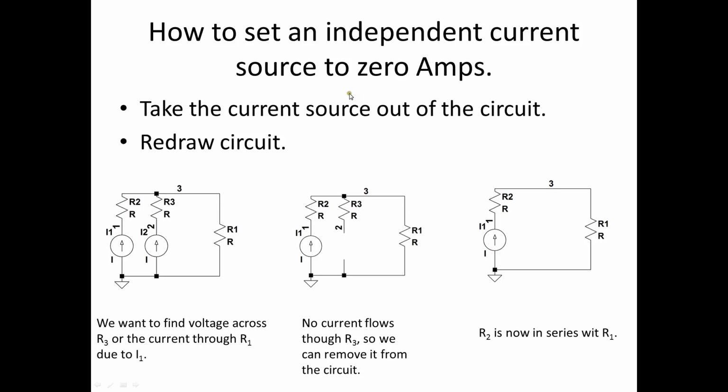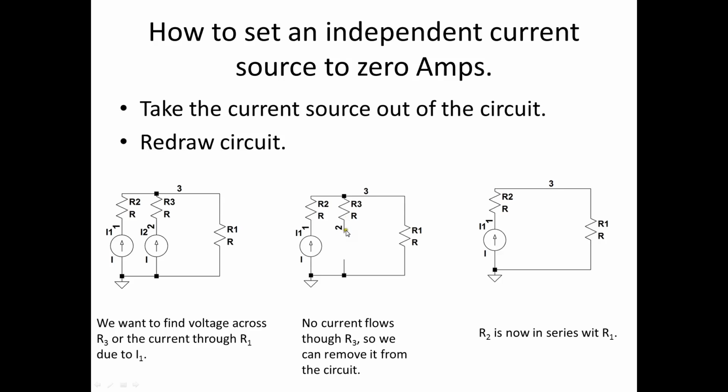How do we do this with a current source? So I have two current sources here. They're independent, and I'm maybe looking for the current or the voltage across R1. So how do I set a current source equal to zero? I take it out of the circuit, and now there's no current flowing. It's an open circuit. And if there's no current flowing, that means there's no potential drop across R3.